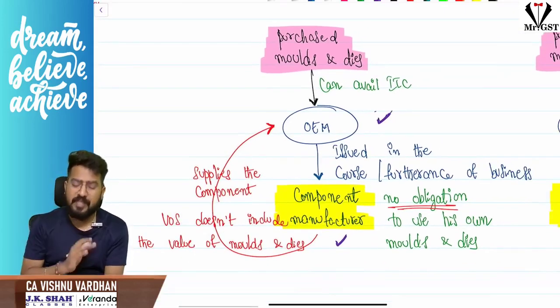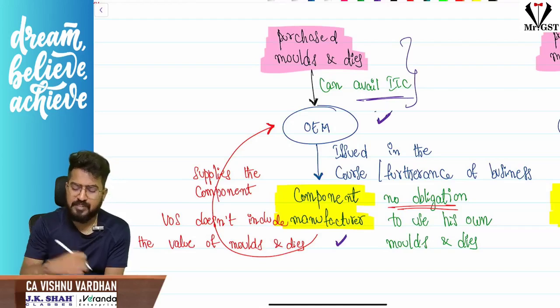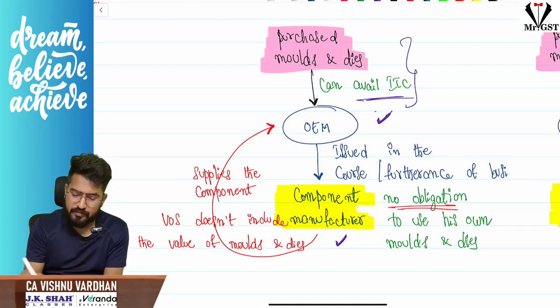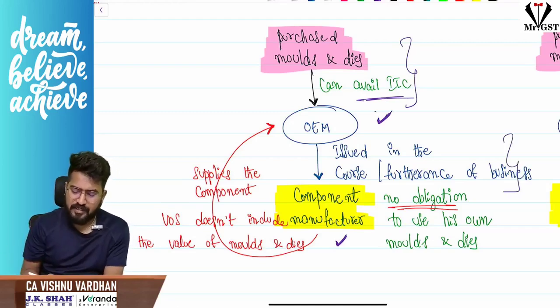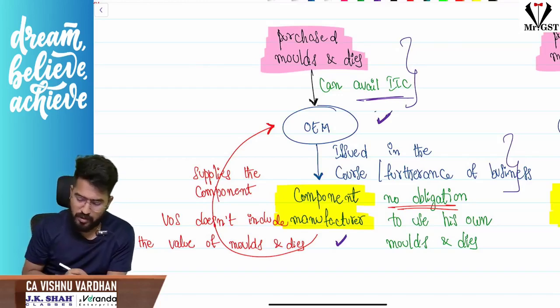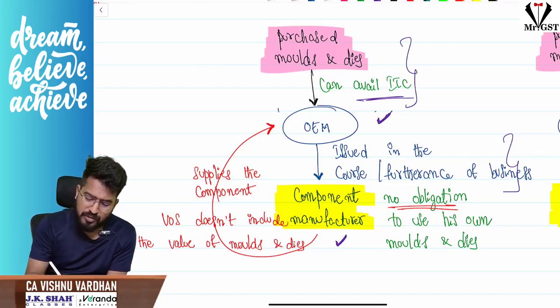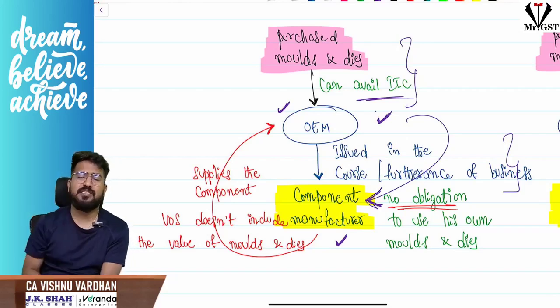First of all, understand here that he is buying these things for business purpose and issuing them for business purpose. So there is no need to reverse the ITC, and of course the component manufacturer also doesn't have any obligation to use his own molds and dies. So the original equipment manufacturer giving the molds and dies to the component manufacturer is very much in the course of business. Very simple.